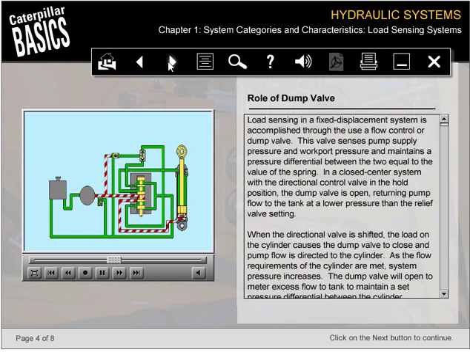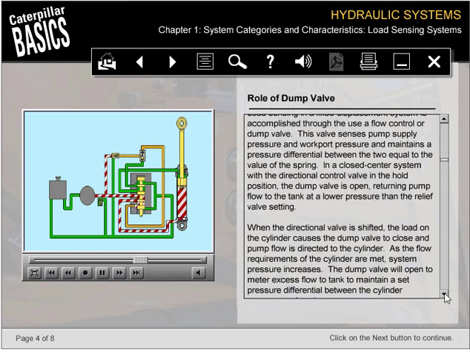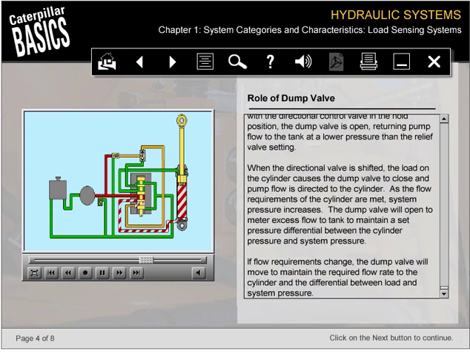When the directional valve is shifted, the load on the cylinder causes the dump valve to close and pump flow is directed to the cylinder. As the flow requirements of the cylinder are met, system pressure increases. The dump valve will open to meter excess flow to tank to maintain a set pressure differential between the cylinder pressure and system pressure. If flow requirements change, the dump valve will move to maintain the required flow rate to the cylinder and the differential between load and system pressure.